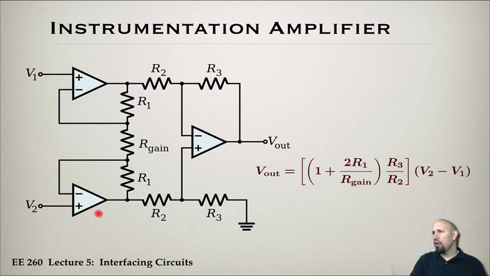Okay, and so basically, when you combine all of this together, we get this relationship. So notice it's the difference between the 2 voltages, V2 and V1, multiplied by this constant. So depending on what you choose for R1, R2, R3, and R gain, we can get a constant here. So notice that we could get attenuation depending on what R2 and R3 are. So even though this number may be a value greater than 1, it's multiplying by this quantity, which could be less than 1. And so the overall result could be attenuation or amplification.